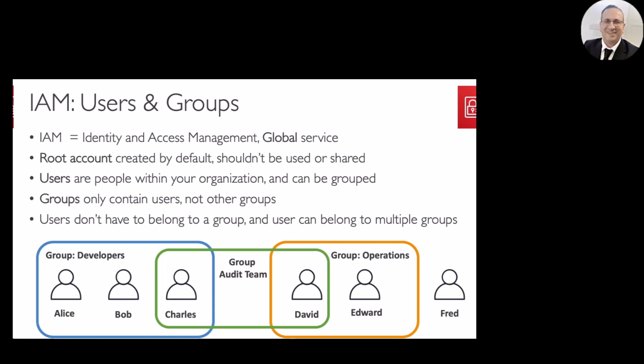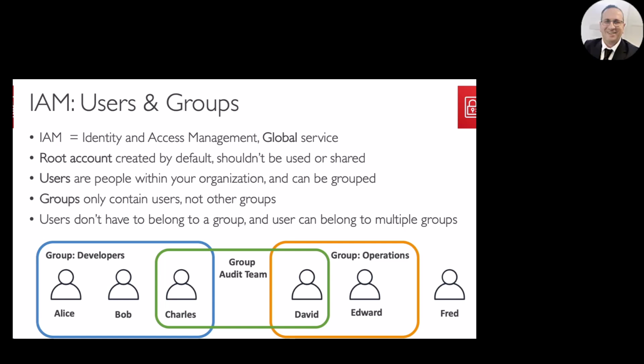Creating users and groups. Each user in IAM represents a single person in your organization. And if it makes sense, you can group users together. For example, imagine we have 6 people: Alice, Bob, Charles, David, Edward, and Fred. Alice, Bob, and Charles are developers. So we'll create a developers group and add them there.